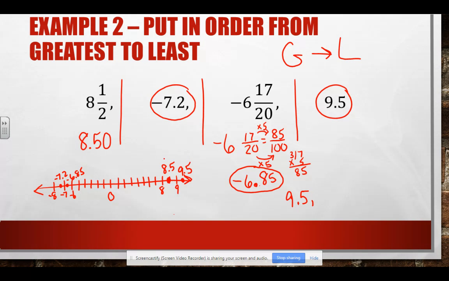Next, I'm moving in the negative direction. I'm going less since I started with my greatest. And 8.5 is next, but I'm going to rewrite it as 8.5. I'm going to keep moving, and I have negative 6.85, which was originally written as negative 6 and 17/20. And my least number is negative 7.2.